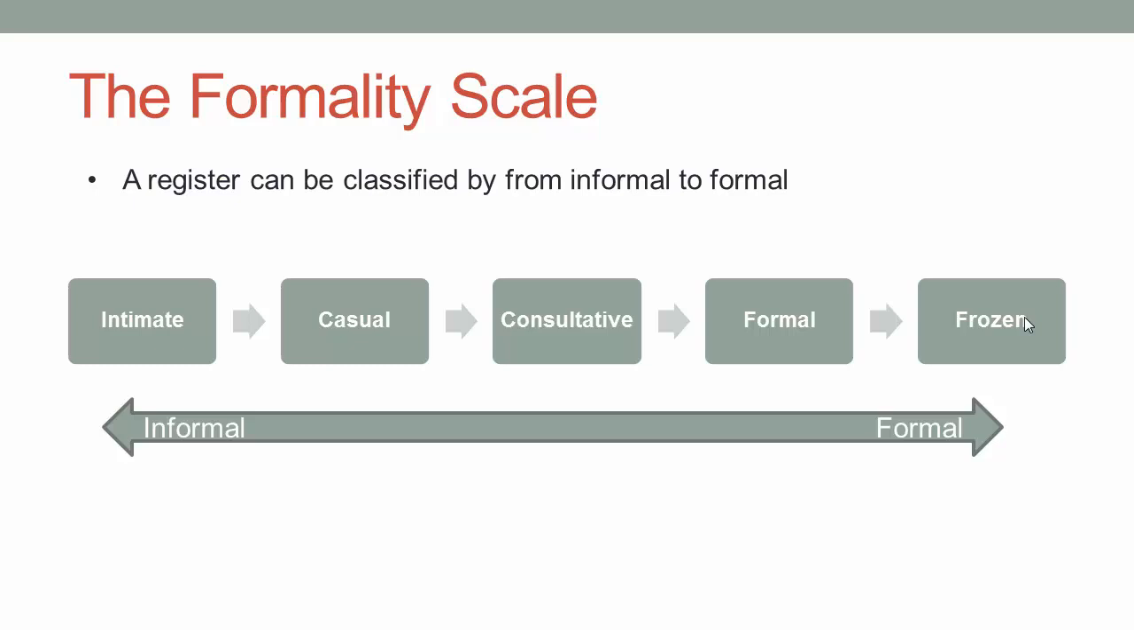So now I'm going to talk about what I call the formality scale. So a register can be classified from informal to formal. Informal is what we call intimate, to the most formal, which is what we call frozen. So intimate is where you'd have a conversation between a girlfriend, a boyfriend, a partner, a close friend. Generally, you're going to use the informal register when you're talking to people who you know very well.